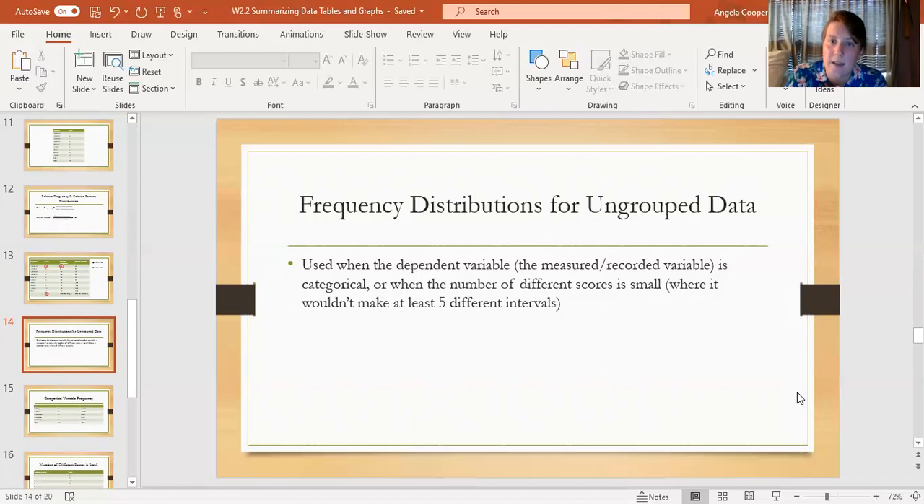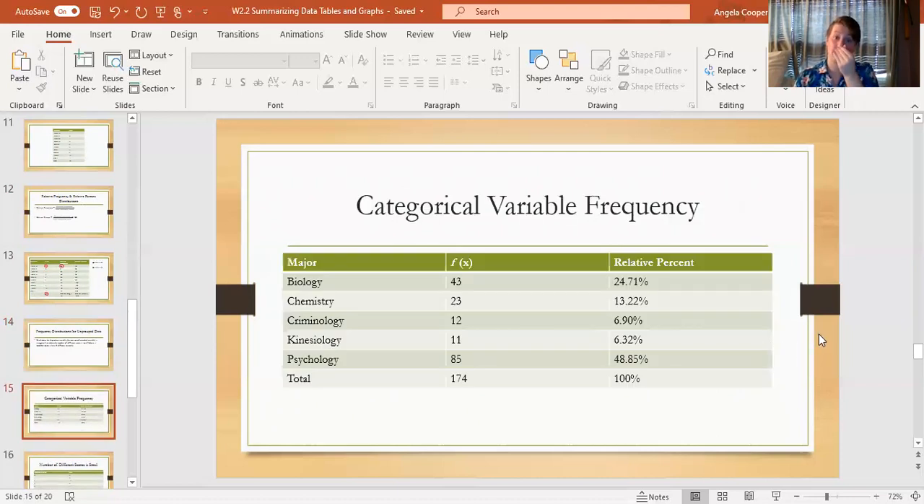Sometimes we use ungrouped data when the dependent variable, which we mentioned in our lecture the other day, the measured, recorded variable that we're looking at, is categorical, or when the number of different scores is small. As I mentioned when discussing grouped data, I said between 5 and 20 intervals. If it's any less, you should probably go with ungrouped data. This is what I mean: if the difference in the scores is small, making groups of intervals is just not going to make any sense. So here are some examples.